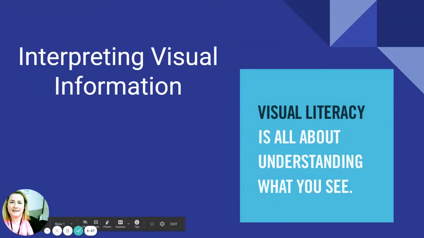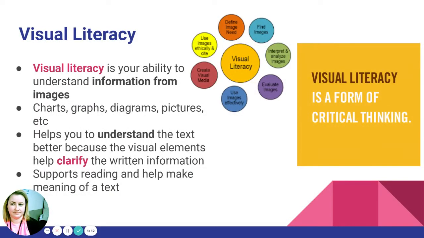Hi all. This is your lesson on interpreting visual information. So we're going to be discussing visual literacy, which is all about understanding what you see. So looking at images in a text and making connections to help you better understand that text. Visual literacy is a form of critical thinking.